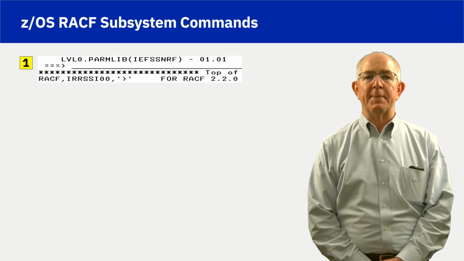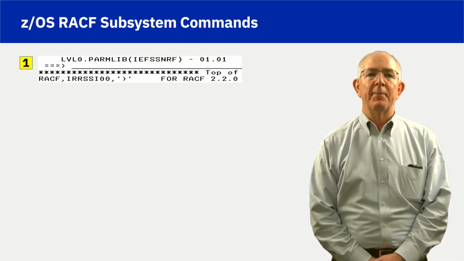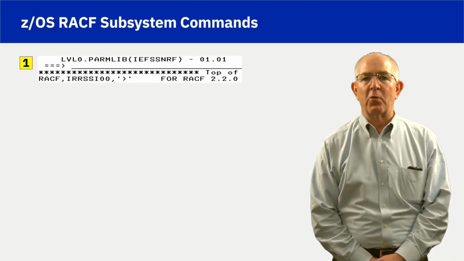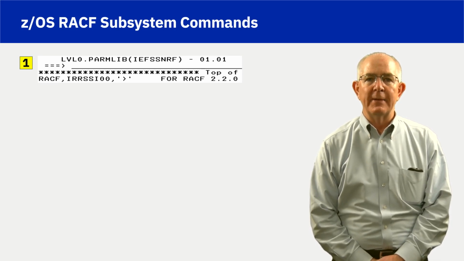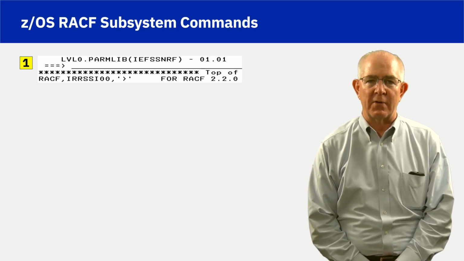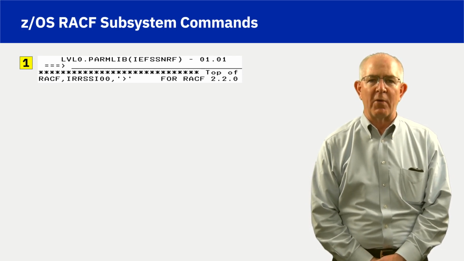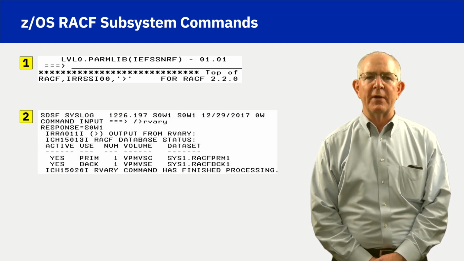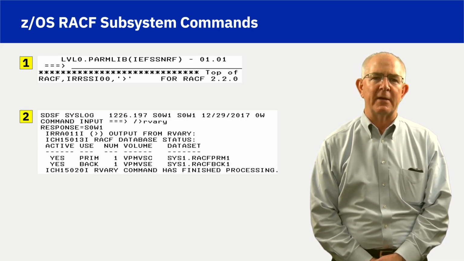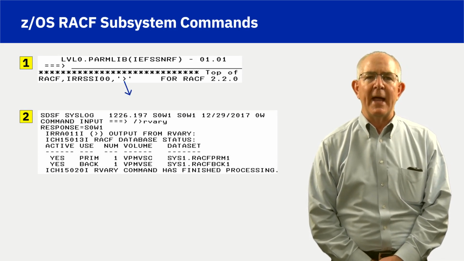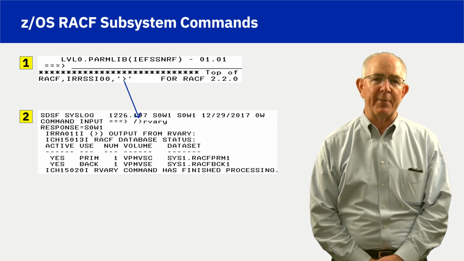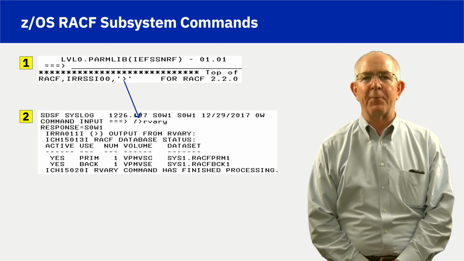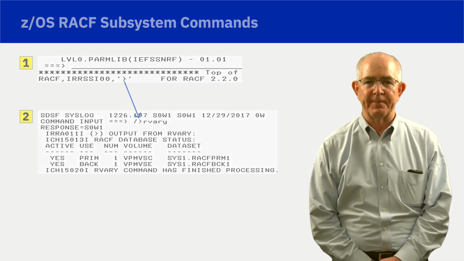The chart has two snippets. One is showing the system parameter member, which is read during system initialization, defining the greater than symbol as the RACF subsystem command recognition character string. Therefore, what would follow the greater than symbol would be a RACF documented command. Two is showing the greater than symbol subsystem command string followed by a RACF command, RVARY with no operands. The RACF RVARY output with no operands lists the RACF primary and backup data set names.